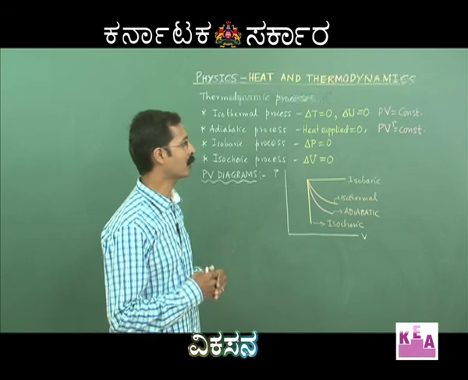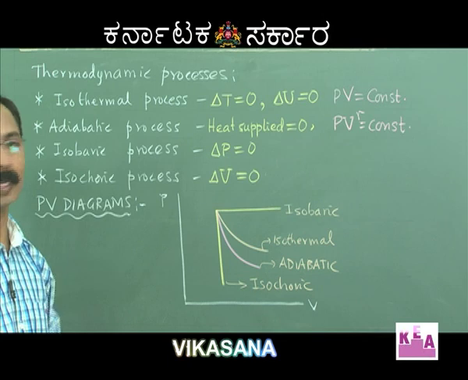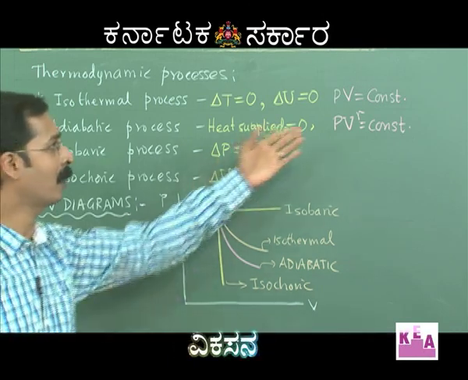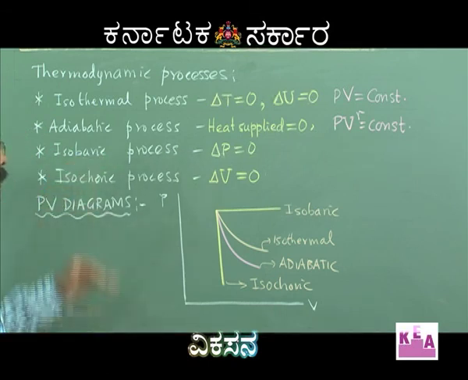An adiabatic process obeys the relation PV^γ = constant, pressure into volume to the power gamma. Gamma is called the ratio of specific heats, we will discuss it later. PV^γ = constant. The next one is the isobaric process.